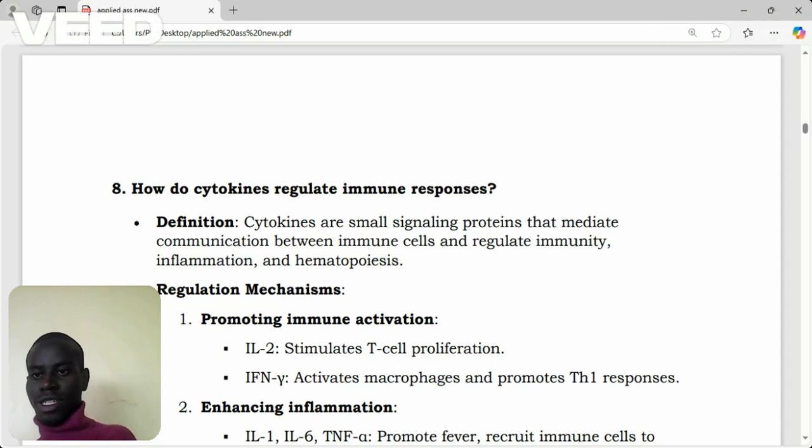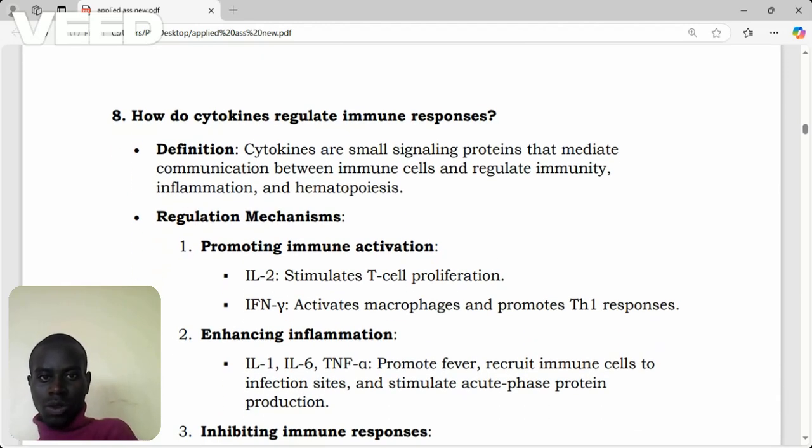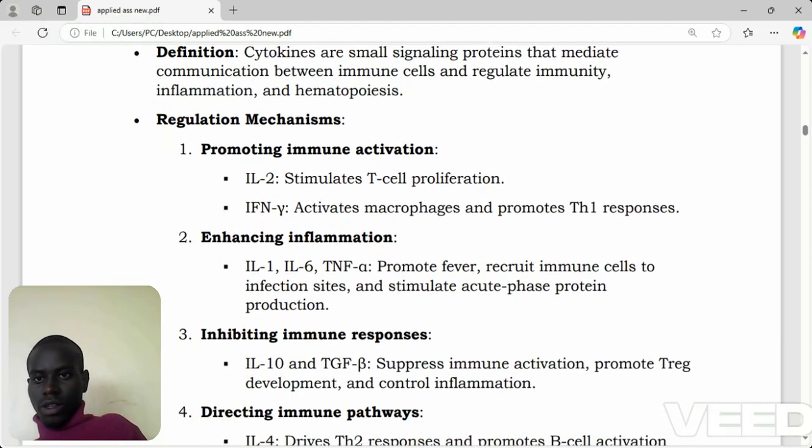Next question: how do cytokines regulate immune responses? Firstly, we have to understand what cytokines are. By definition, cytokines are small signaling proteins that mediate communication between immune cells and regulate immunity, inflammation, and hematopoiesis. Here are some regulation mechanisms. Firstly, promoting immune activation. Here, interleukin 2 stimulates T cell proliferation, and interferons activate macrophages and promote Th1 responses.